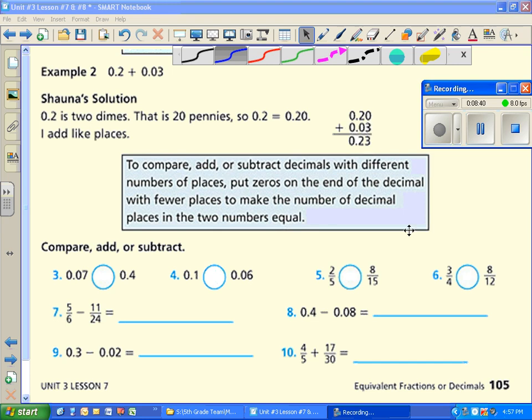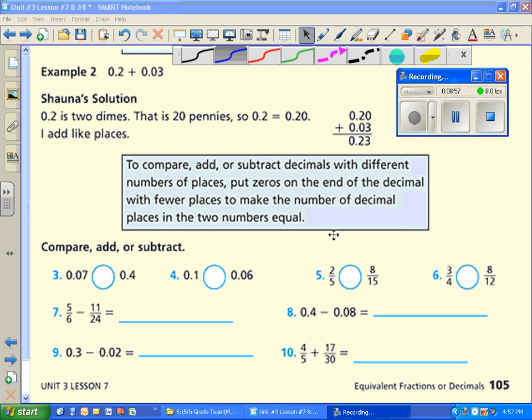It goes on to say that to compare, add, or subtract decimals with different numbers of places, put zeros on the end of the decimal with fewer places to make the number of decimal places in the two numbers equal. So that's why you added that 0. So let's do 3. Maybe let's just start with 3. Copy this problem down if you would. 0.07 greater than, less than, or equal to 0.4.